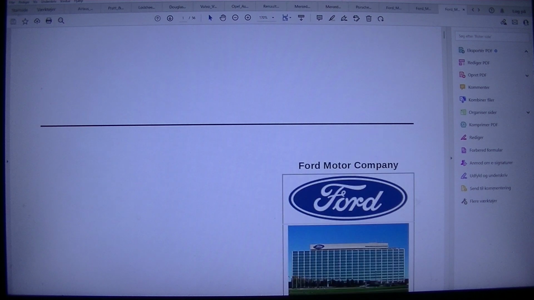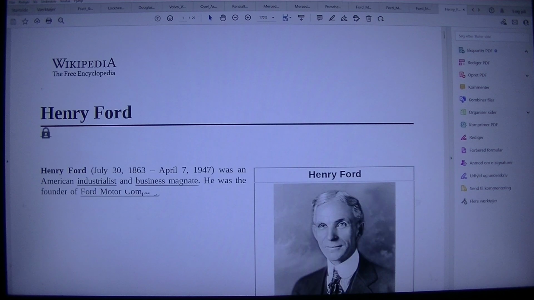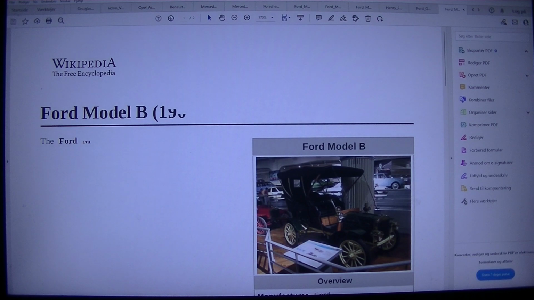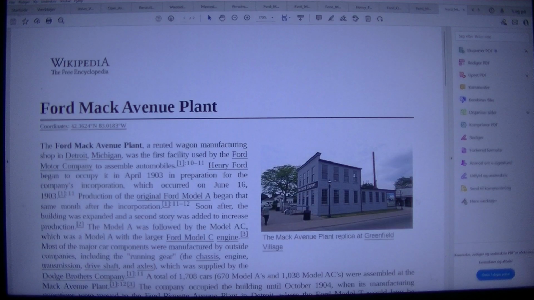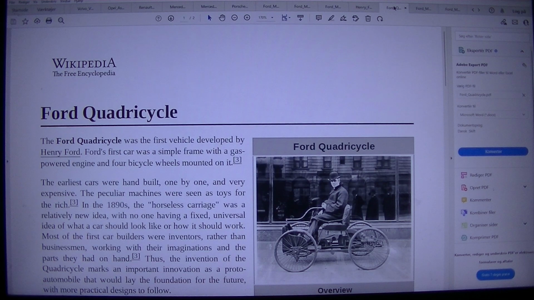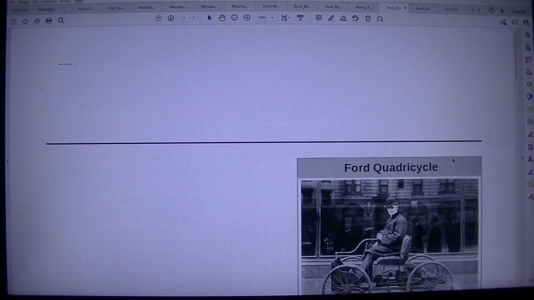Yes, I was going to read about the Ford Model T and the Model A, but then I started to open all these even older models. That's the one there.